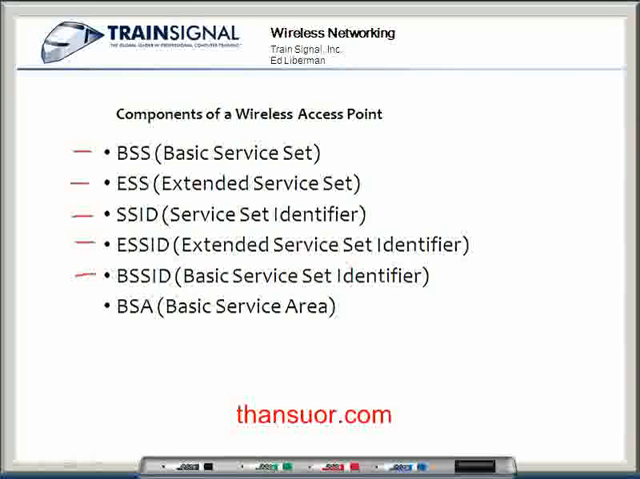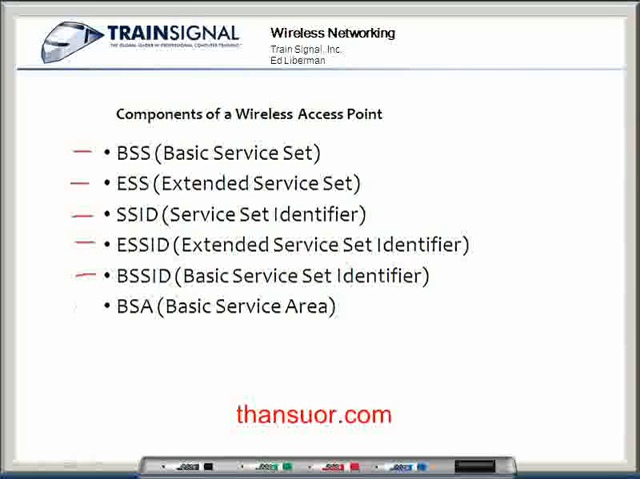Well, now we have our basic service set identifier and extended service set. But they don't actually mean the same thing at all. Your basic service set identifier is the MAC address of your wireless access point. So please understand that the BSSID is an identifier of one specific access point's physical hardware address, versus the SSID, which is the actual name of the network.